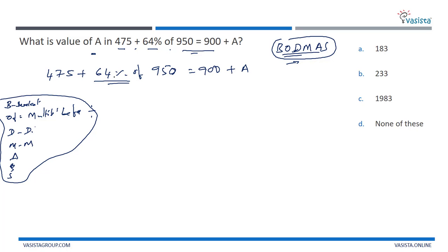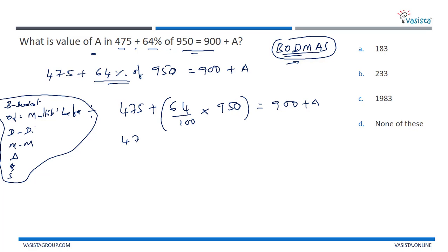Now what we have to do? So 475 simplify it plus 64%. I can write that like this, 64 by 100 into 950. First you should perform this function, so I'll put a bracket here, is equal to 900 plus A.